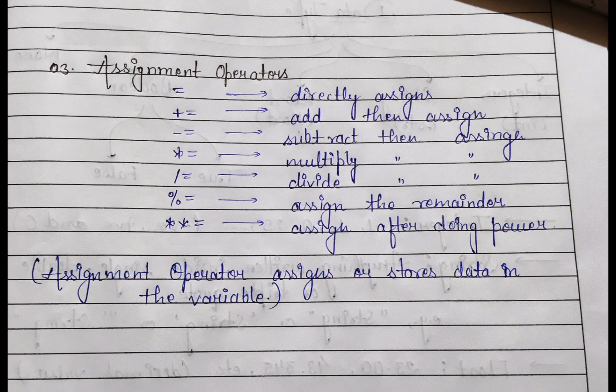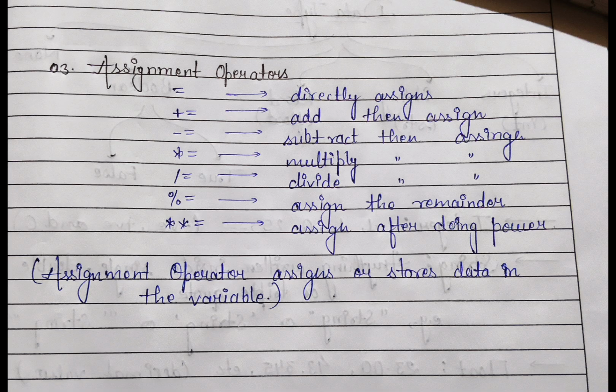Our next operator is the assignment operator, which I have talked about before. The work of the assignment operator is to assign, or we can say the work of the assignment operator is to store the data in the variable. The first one is the equal to operator. When we use equal to a single time, then it works as the assignment operator, and when we use equal to sign two times, then it works as a relational operator. This is the thing which you must keep in mind.